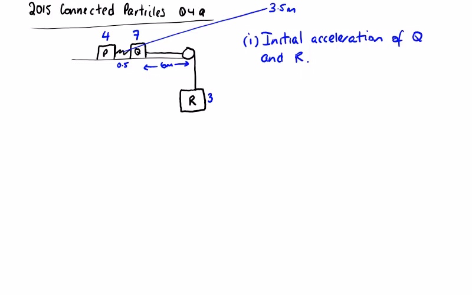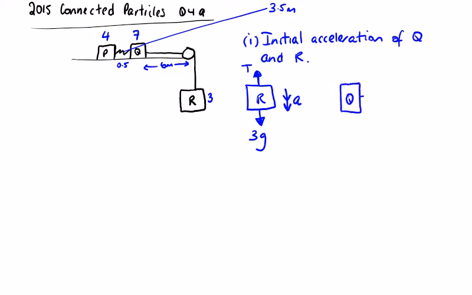So we do diagrams for Q and R. Let's look at R here first. So we have 3g going down. We have this string going up. And if we imagine this table as frictionless, that Q is going to slide along to the edge of the table, we have R going down with an acceleration a. And Q is going along the horizontal. So let's have a look at Q.